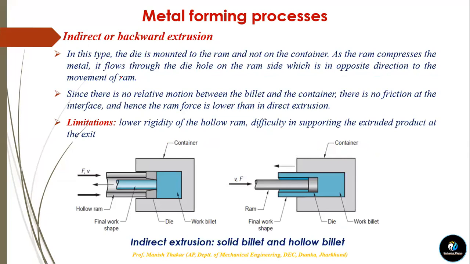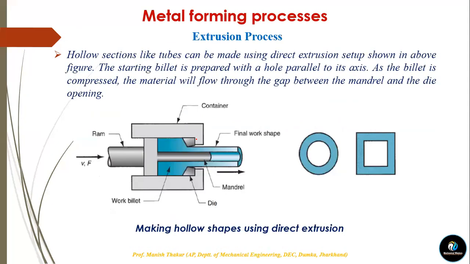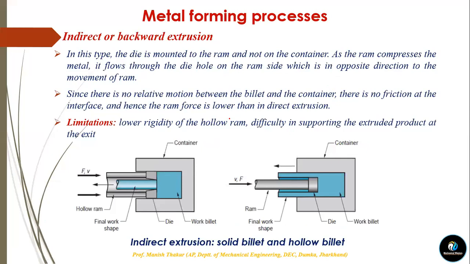This is the second type of extrusion process, that is the indirect extrusion process, or this is known as backward extrusion process, right? In this, the die is mounted on the ram. यहाँ पे ध्यान से देखना, यहाँ पे क्या था? In the direct extrusion process, this is the die here, which is attached to the container. But in case of indirect extrusion, we are going to attach the die on the ram side, right? Okay. So this is the die here, and this is attached to the ram.